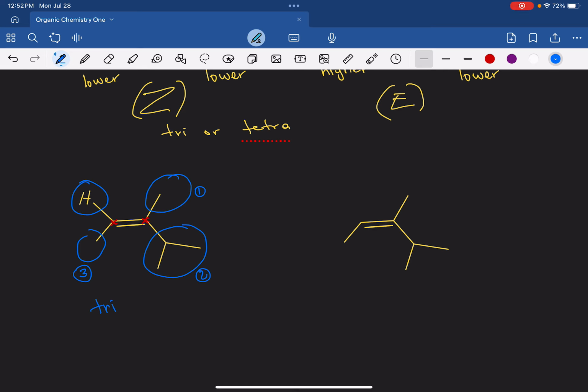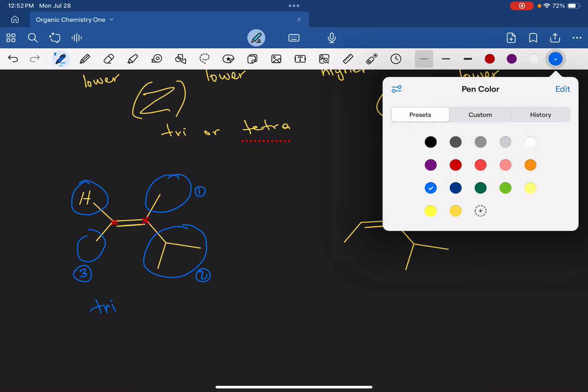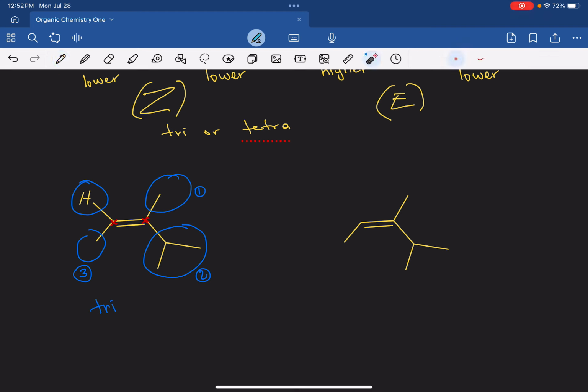Cool. Now, let us go ahead and assign priority. We need to assign priority to the groups that are bonded to the carbon-carbon double bond, and this is what I mean by that. I'm going to put my hydrogen over here for this one, and that's why I had two structures here. That's my hydrogen.